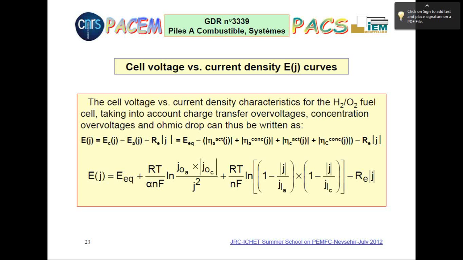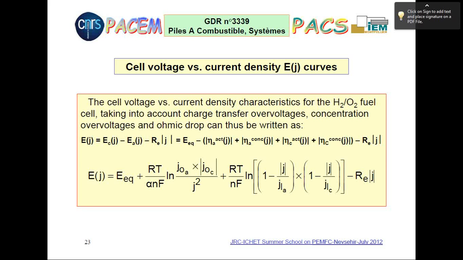resistance and electrolyte interface resistance, the cell voltage is the difference between the cathode, the positive electrode, and the anode voltage, the negative electrode, minus the ohmic drop. You replace this electrode potential by the equilibrium potential at zero current, and minus all the overvoltage, so minus the activation overvoltage due to electron transfer, minus the concentration overvoltage due to mass transfer for anode and for cathode, and then you subtract also the ohmic losses.